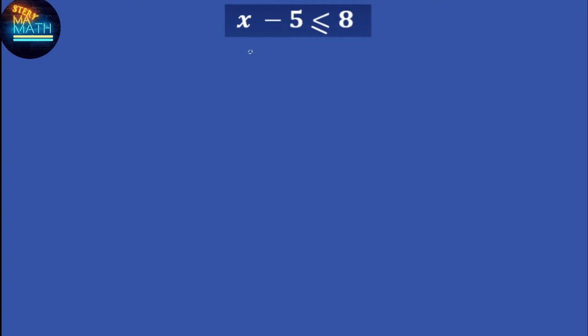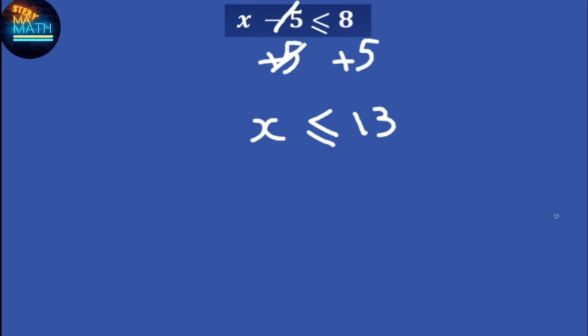Let's take an example. x minus 5 is less than or equal to 8. By the way, solving the inequality is the same as solving the equation. So I want to get rid of -5 by adding 5 to both sides. So here +5 and here also +5. -5 and 5 will cancel out, so x is less than or equal to 8 plus 5, which is 13.